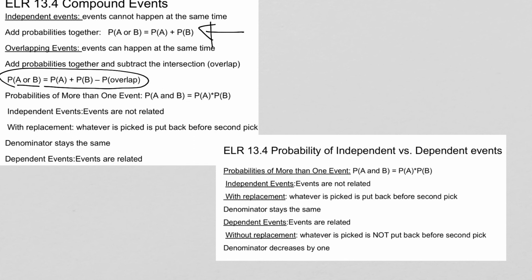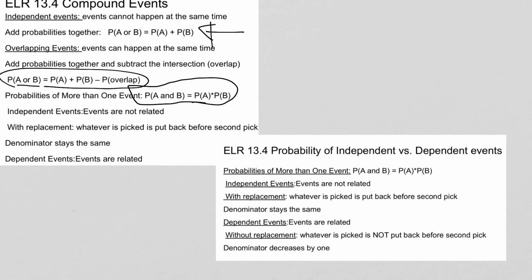If you had more than one event, and they're not related to each other here, you're going to be multiplying these events, and depending on if it's replacing or not replacing, you will be decreasing the denominator by 1 there.